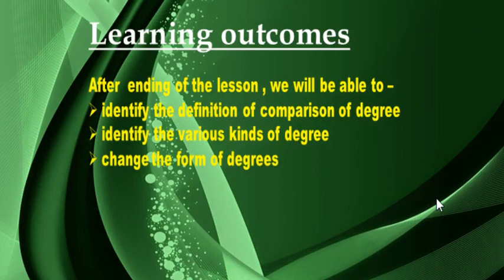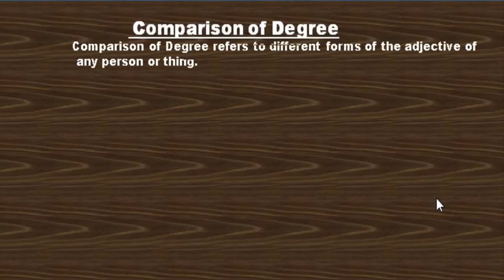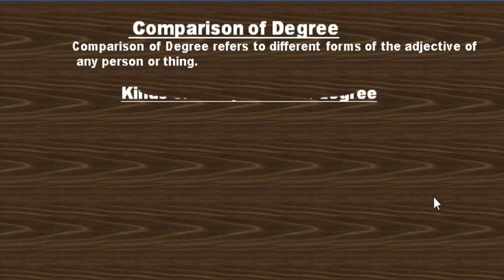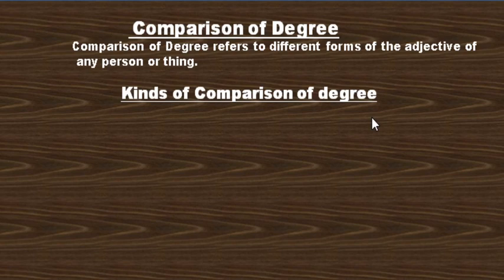After ending this session, you will be able to identify the definition of comparison of degree along with classification of degree and changing form of degree. So what is called comparison of degree? Let's read this definition. Comparison of degree refers to different forms of the adjective of any person or thing.